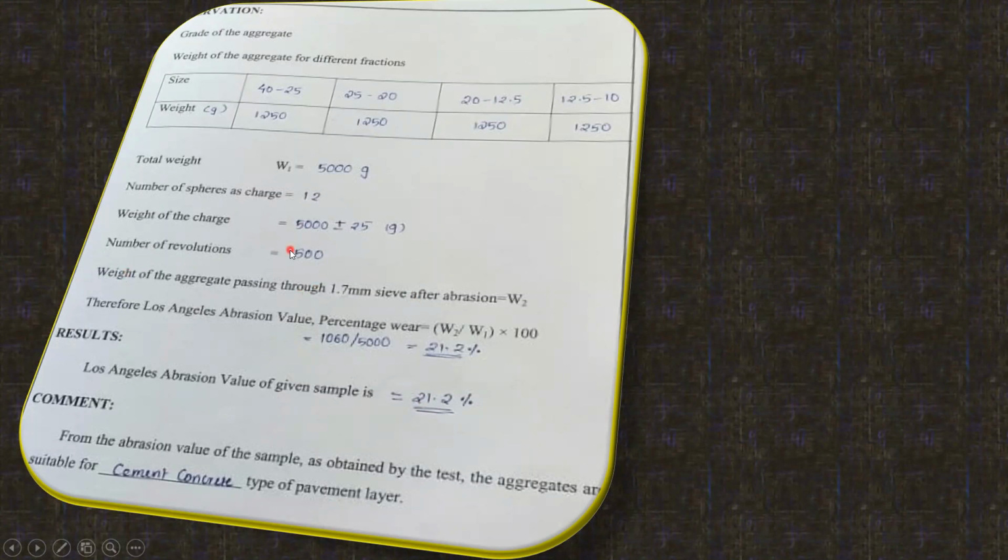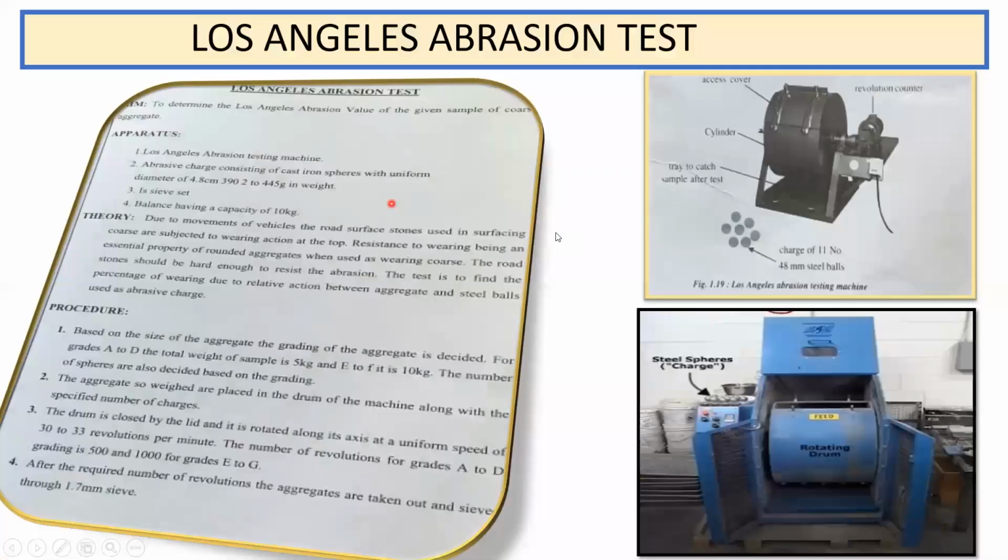So once these things are noted, the next is the weight of the aggregate which is passing through the 1.7 mm sieve. We are going to denote that by W2, right? So now the Los Angeles abrasion value, as a percentage, will be W2 divided by W1 into 1000. So what is this W2? This W2 I'm getting is 1060.